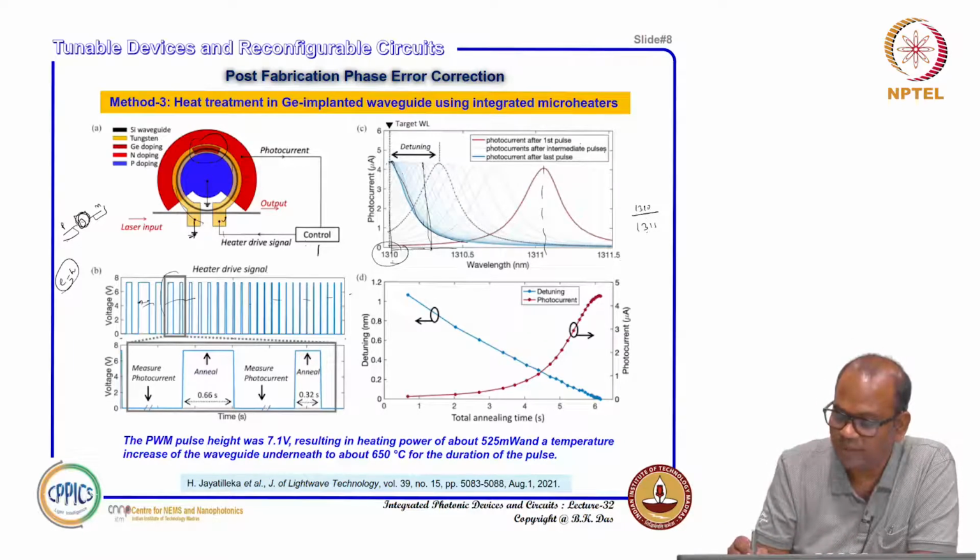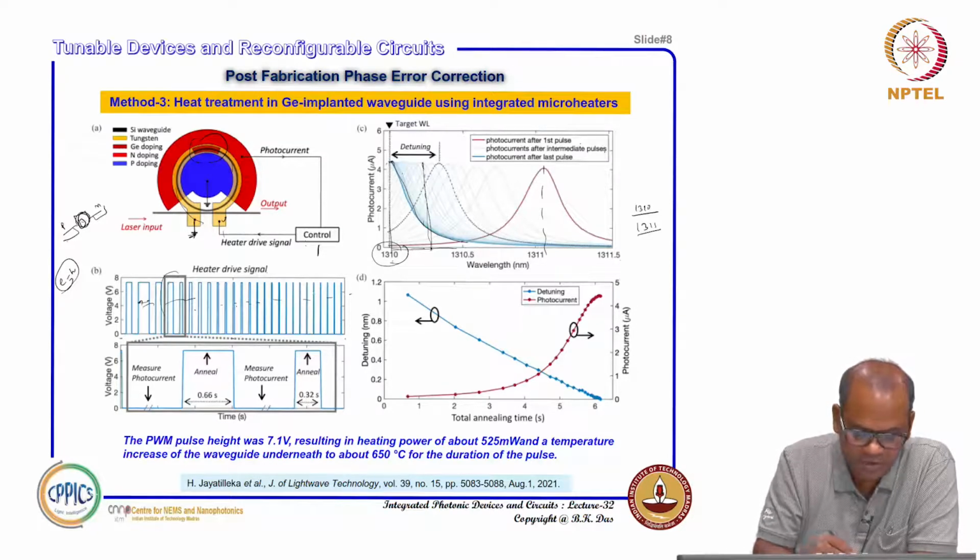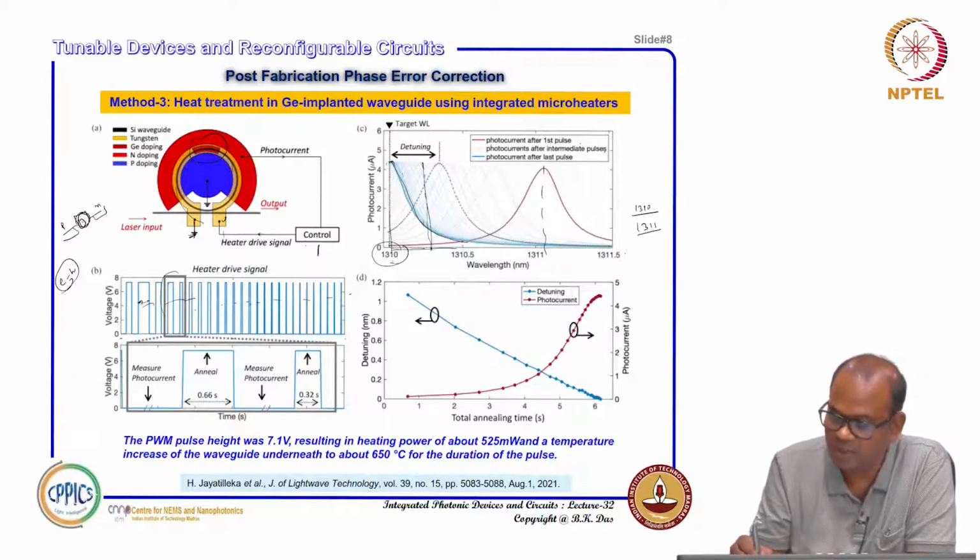Now whenever it is approaching 1311 nanometer, the desired wavelength, you can program it to be slowly reduced. And when the voltage pulse is not there, that particular window you use for photocurrent measurement. So what is the photocurrent measurement? It is as a function of a particular wavelength. For example, you exactly want a resonance around 1311 nanometer.